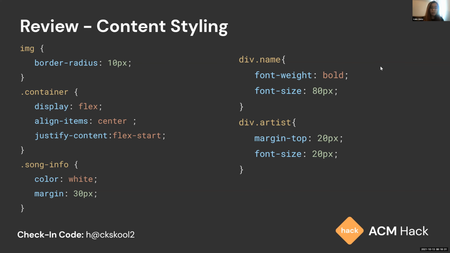And then for the song info, we styled them individually, where the color is white and we want the margin to be 30 pixels. That's the reason why we separate into two sub divs under the container. Yeah, and just for those of you who missed it, we'll show what this looks like visually in just a few minutes. But this is essentially the code behind it all.